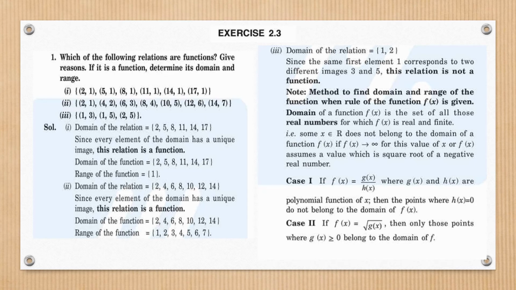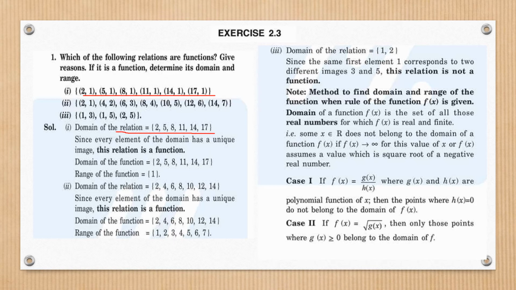Which of the following relations are functions? Give reasons. If it is a function, determine its domain and range. So let us see this. The domain of the relation is 2, 5, 8, 11, 14, 17. The domain of the relation is this.